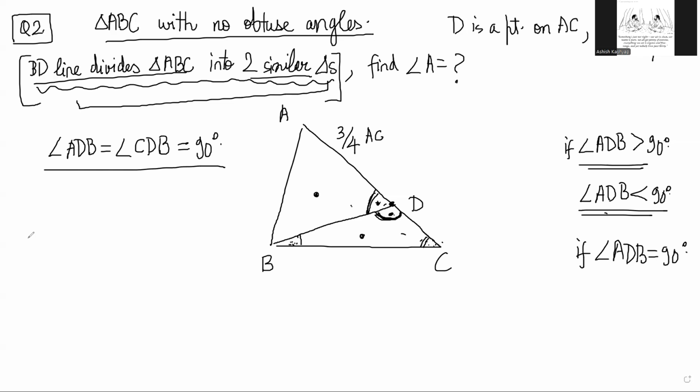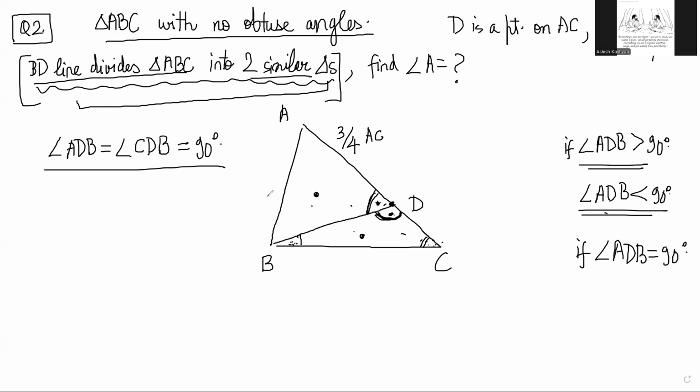Then we know what BCD and BAD, okay, we know that they are similar triangles, right? So if they are similar triangles, then which angles must match? We have to check. There are two options, I think.